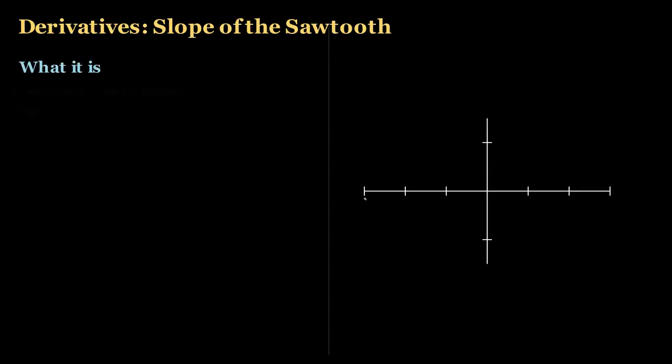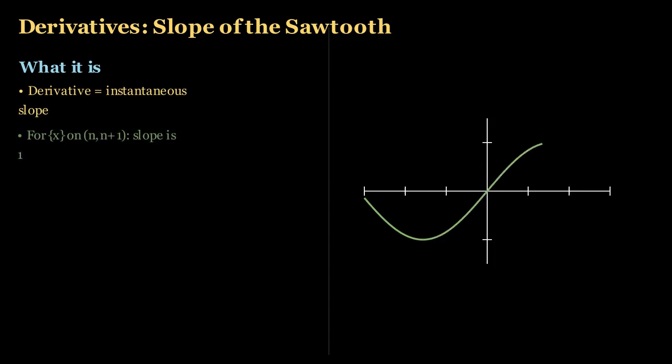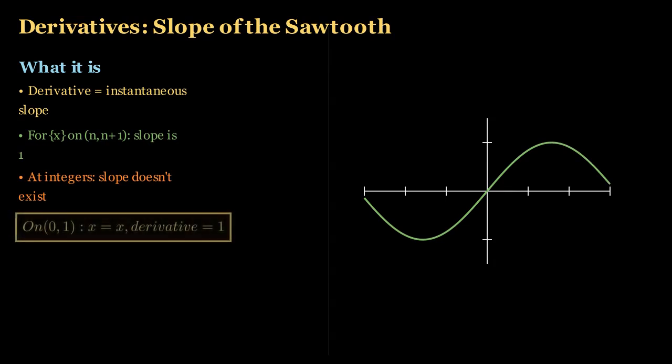A derivative measures how steep a function is at a single point. Think of it as the slope of a microscopic tangent line touching the graph. For the fractional part function, which we already know looks like a sawtooth wave, the graph between integers is just a straight diagonal line. On any open interval from n to n plus 1, the function is simply x minus n, a line with slope 1. But right at the integer points, the graph has a sharp drop, a jump discontinuity, so there is no single tangent line you can draw. The slope is undefined there.